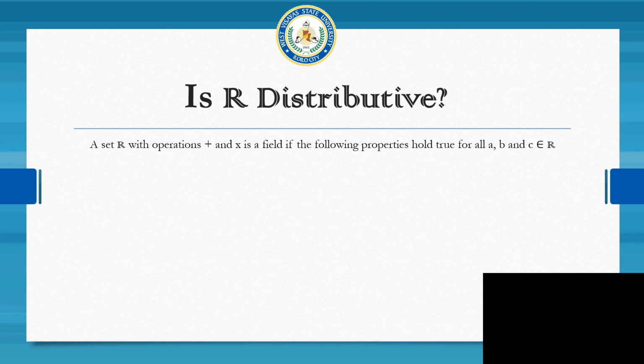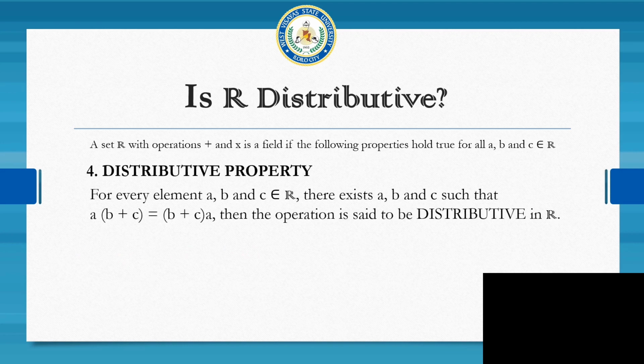How about the distributive property? For every element A, B, and C in the set of real numbers, there exist elements A, B, and C such that A times quantity B plus C is equal to quantity B plus C times A. Then, the operation is said to be distributive in the set of real numbers.